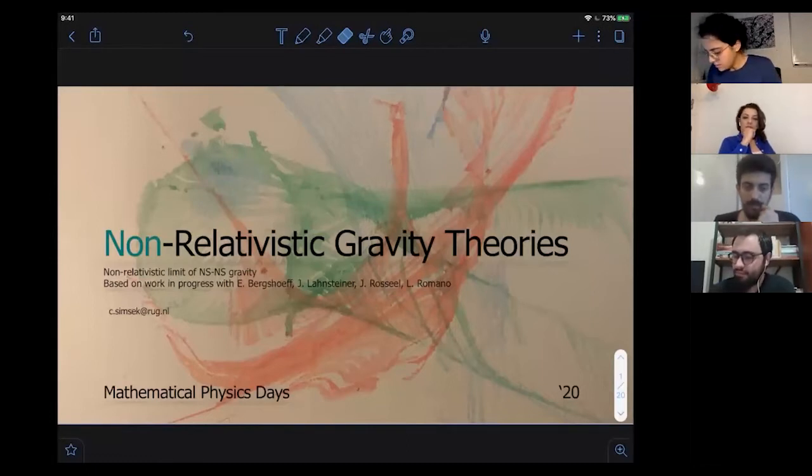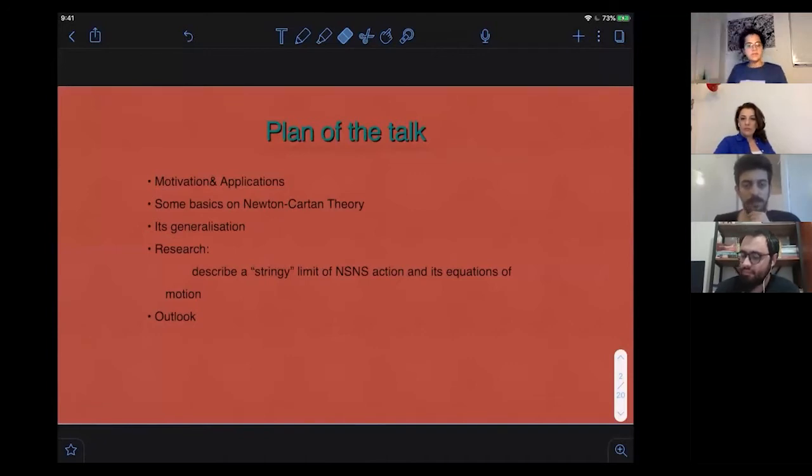So let's get started. The plan is the following. I will try to give a kind of long motivation for why non-relativistic symmetries are important and relevant, by providing some specific examples. Then I will introduce some basic concepts in Newton-Cartan theory, which is the diffeomorphism covariant description of Newtonian gravity. Then I will generalize this idea for extended objects, in particular for strings. And as a last thing, I will talk about my research, and that will come at the end.